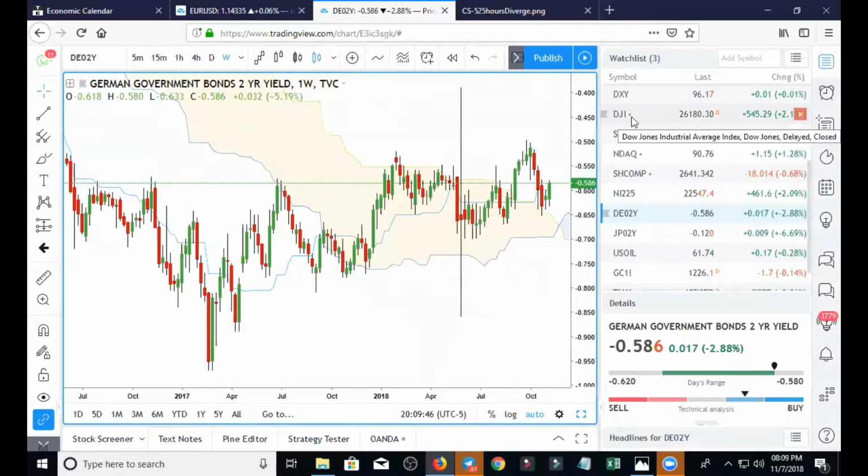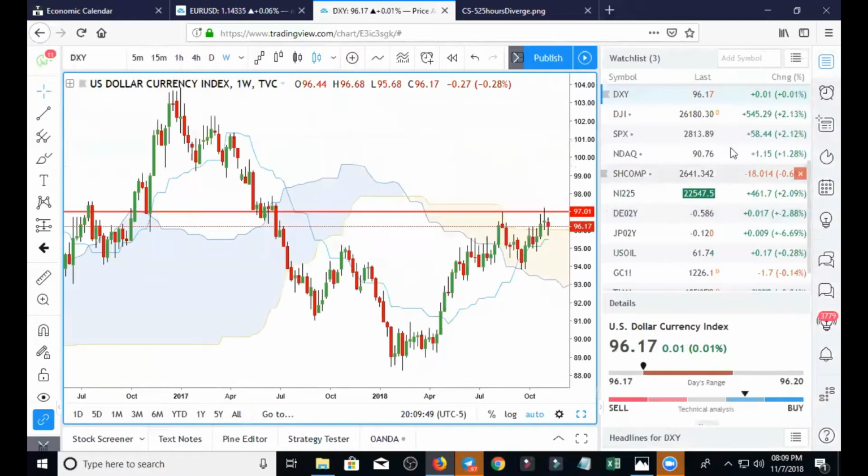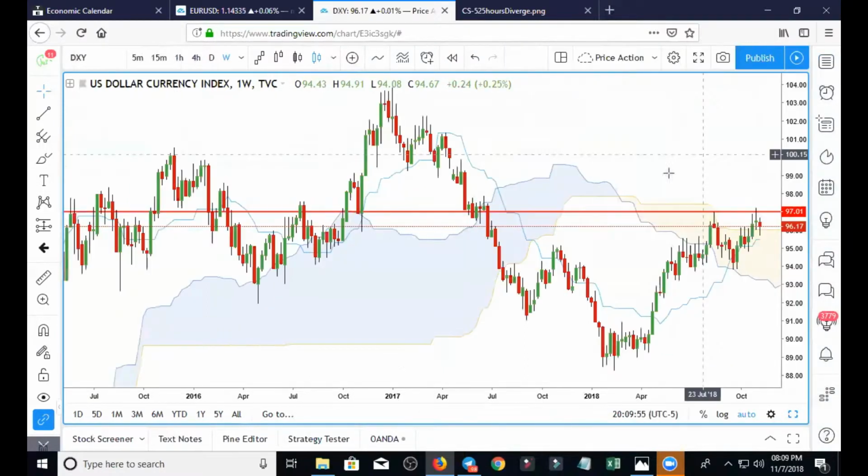So let's look at the dollar index. Slowly creeping out of this range, like I said in previous weeks. If we can break this level, we'll be fine. Let's look at this on a daily.